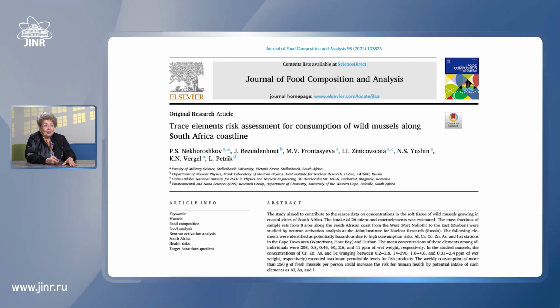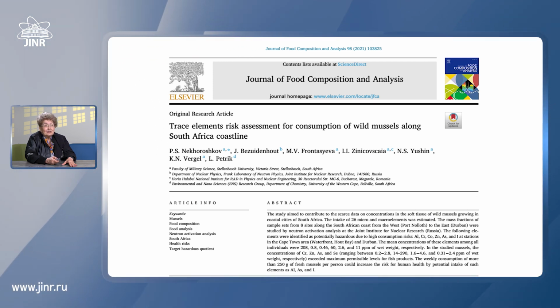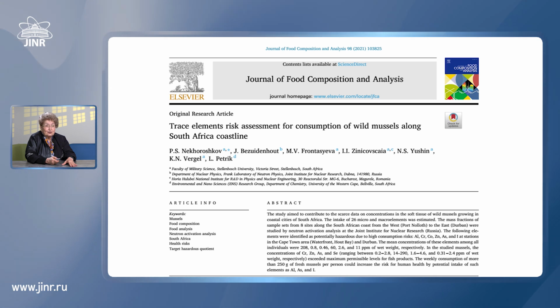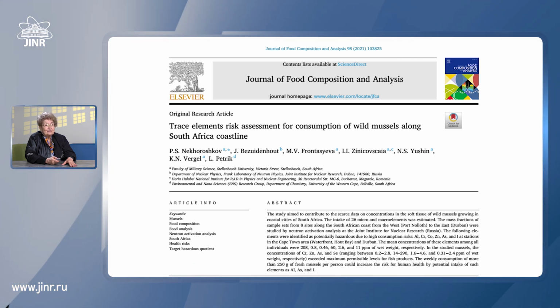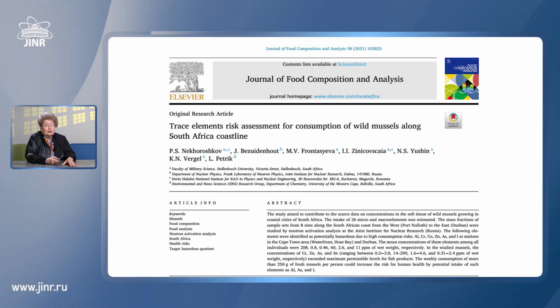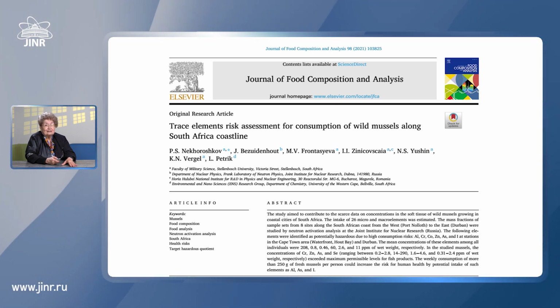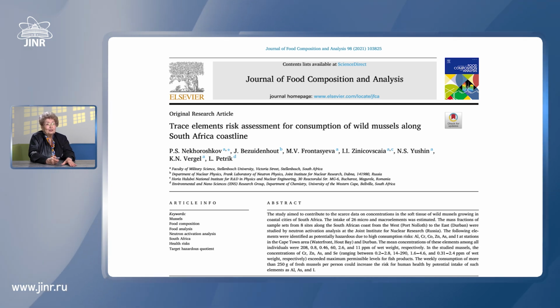And our recent publication, Trace Elements Risk Assessment of Consumption of Wild Mussels Along South Africa Coastline. That paper was published in the Journal of Food Composition and Analysis. It's quite a respectable journal.